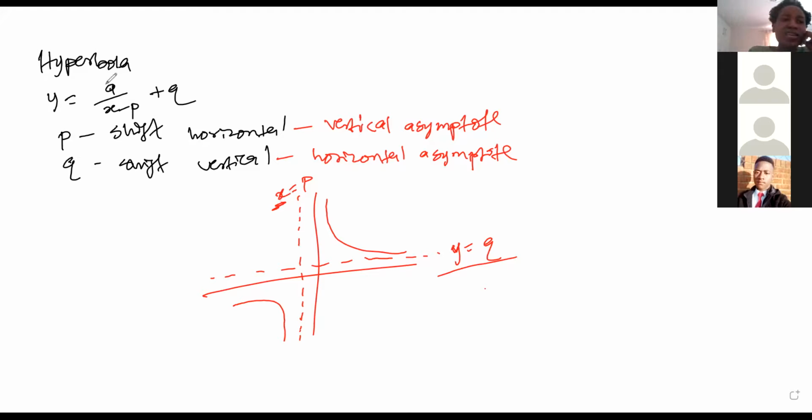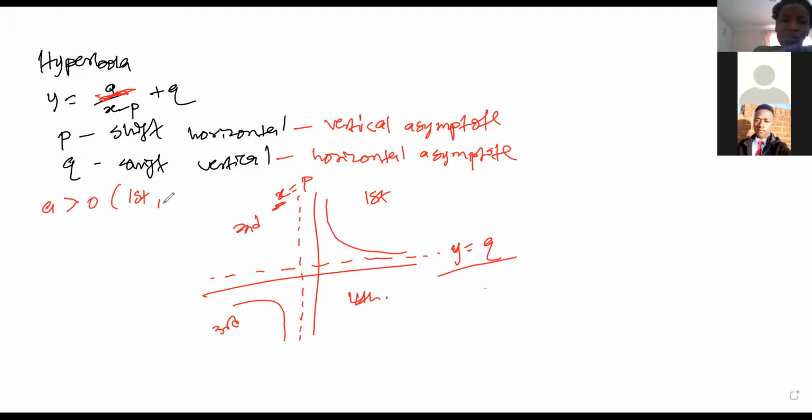And then the a just shows you where your graph is going to lie, whether in the first, second, third, or fourth quadrant. The sign of a shows you where your graph will be. If a is greater than 0, your graph will lie in the first and third quadrants. If a is less than 0, your graph will lie in the second and fourth quadrants.